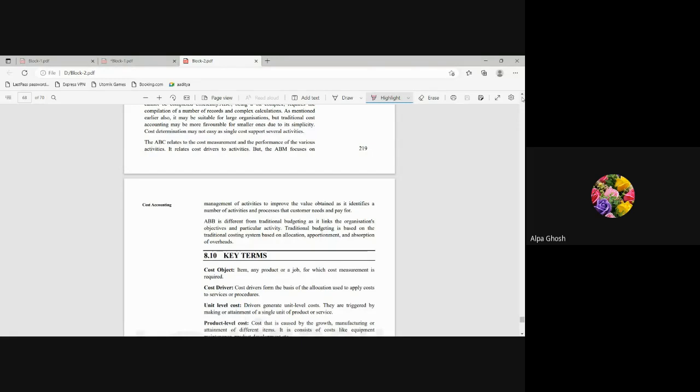It relates to the cost measurement and performance of various activities. We need to relate them with the cost pullers, with the cost drivers, and sometimes how to identify. There may be a confusion whether to convert it into hours, numbers, or something else. So there may be a lot of confusion.